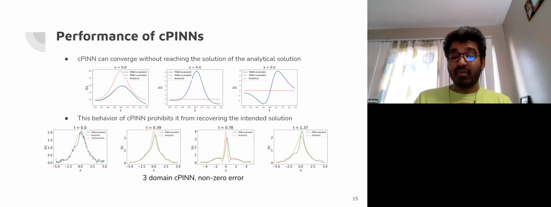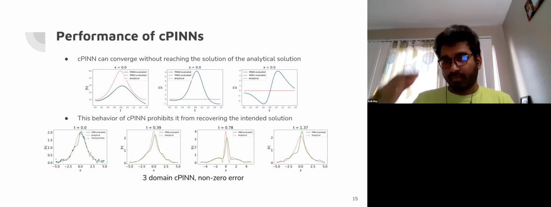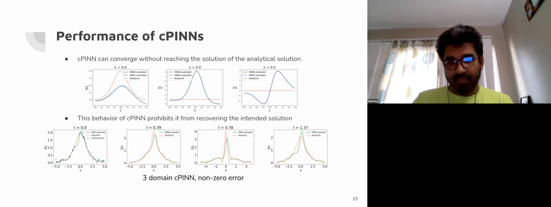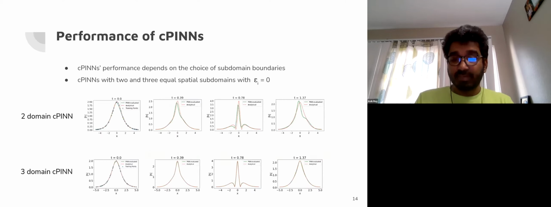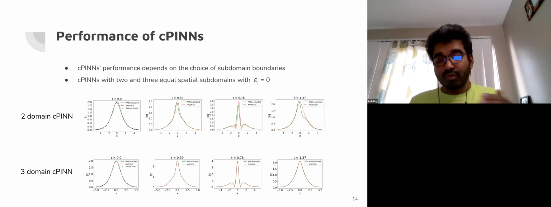at cases when you have non-zero error, because using non-zero error only exacerbates the problem of modifying your loss function hyperstructure. And that is exactly what you are seeing. The three-domain C-PINN actually has a perfectly nice recovery of the solution, and it matches the analytical solution when we don't have any error.